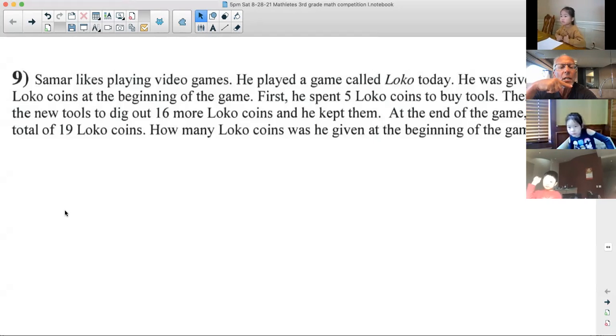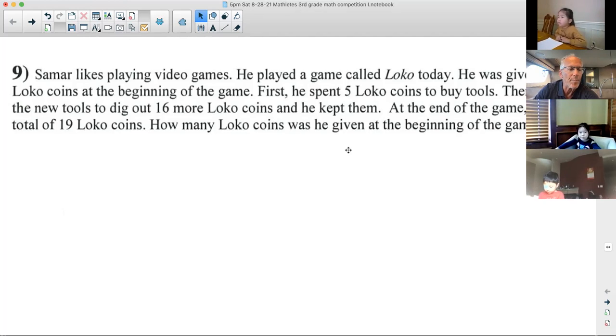First, he spent 5 loco coins to buy tools. Number 2, then he used the new tools to dig out 16 more loco coins, and he kept them. At the end of the game, he had a total of 19 loco coins. So the question is, how many loco coins was he given at the beginning?